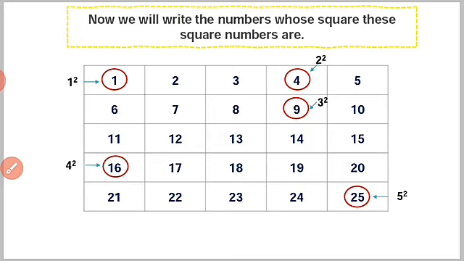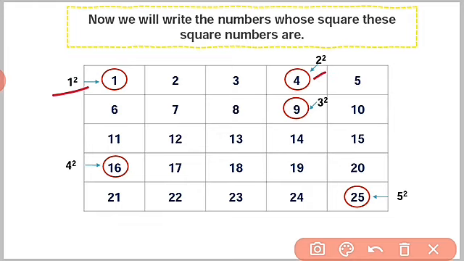Now we will try to write the numbers whose squares these square numbers are. Means 1 is the square of 1, 4 is the square of 2, 9 is the square of 3, 16 is the square of 4, and 25 is the square of 5.